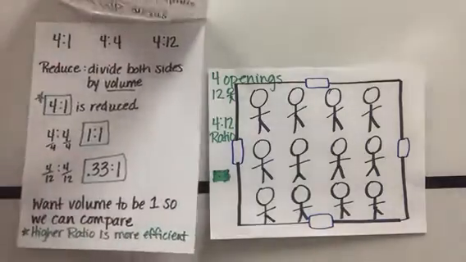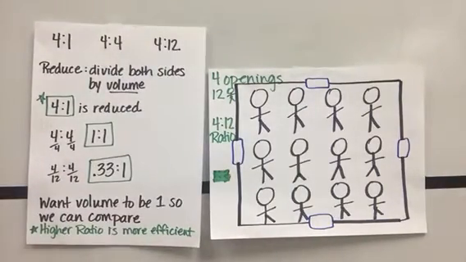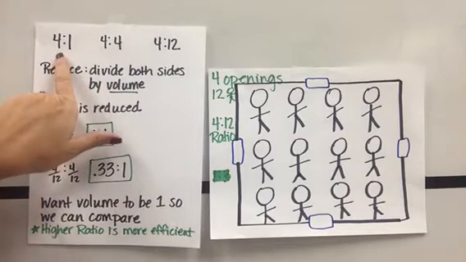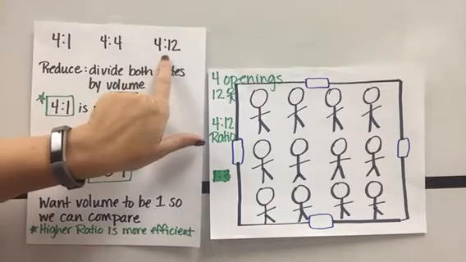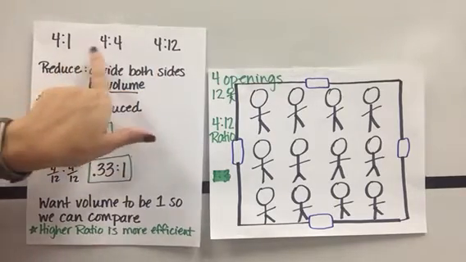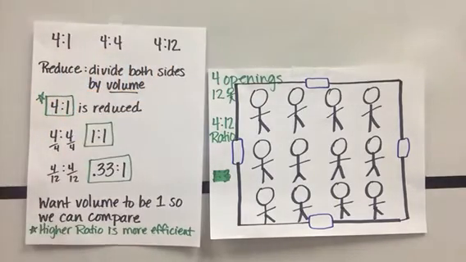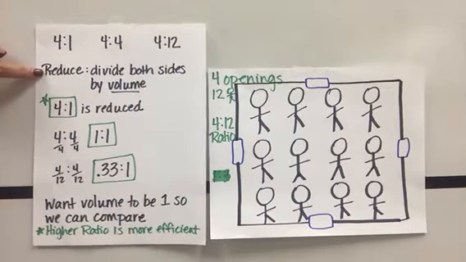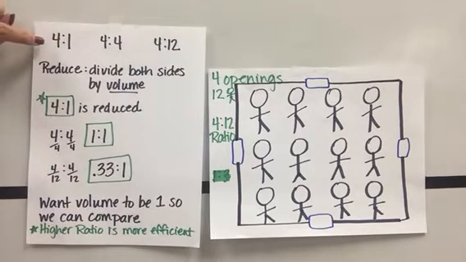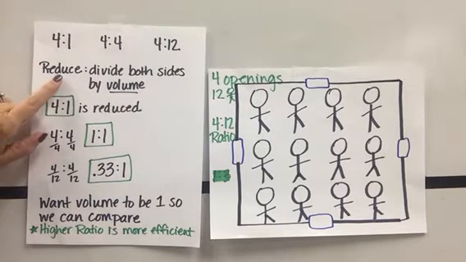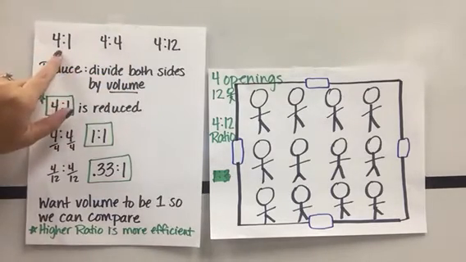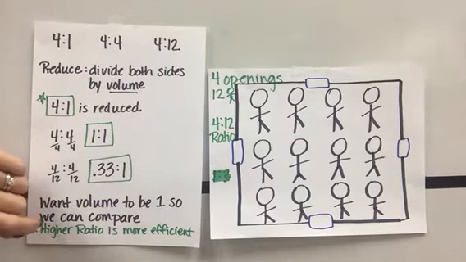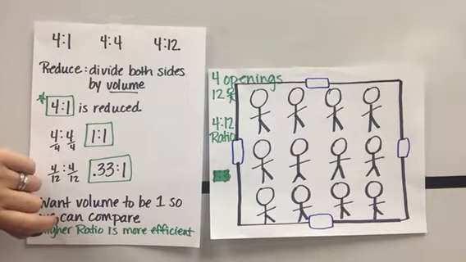So let's look at the math. In the first scenario, we had a 4-to-1 ratio. The second cube, we had a 4-to-4 ratio, and then we had a 4-to-12 ratio. For each of these, the box was getting larger and larger. What we want to do is compare these. Now, these are a little bit easier because they all have 4s, and these are numbers that we're familiar with. But we want to reduce all of these to their lowest form. And we want to reduce them so that the volume equals 1. And this way we can compare.